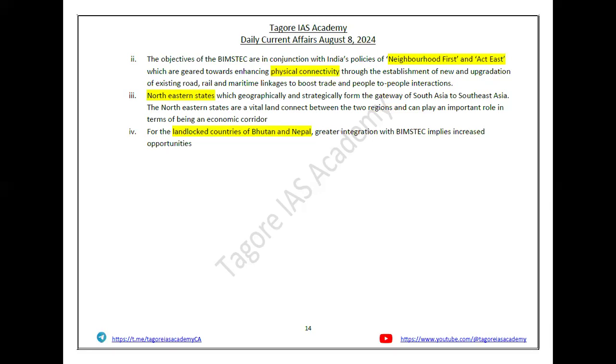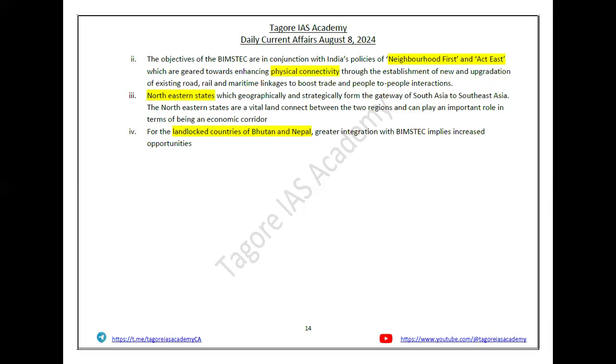So BIMSTEC can form a major enabler for us to achieve the aims of our own foreign policy. Northeastern states of India, as we know, they are the gateway to South Asia and Southeast Asia, connected to Myanmar as well as Bangladesh. So their development also hinges upon BIMSTEC. If BIMSTEC succeeds, the northeastern part of India shall also become more prosperous.